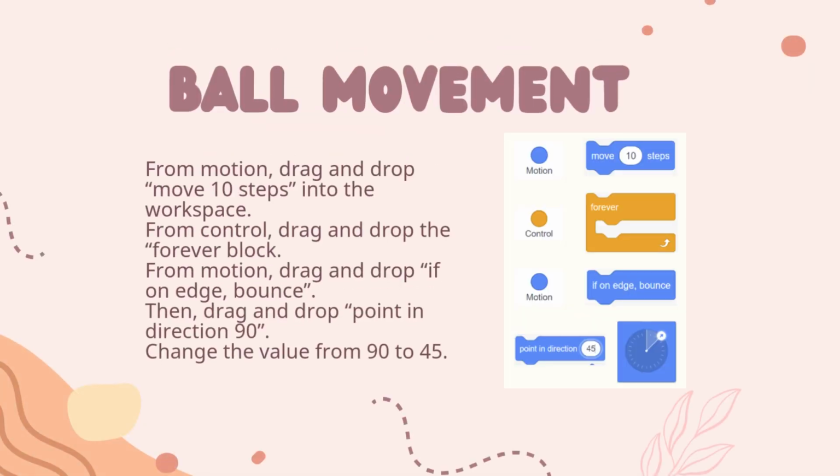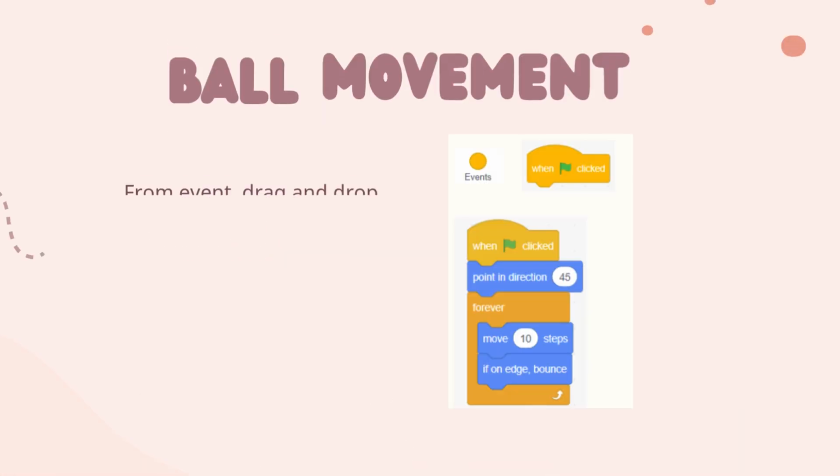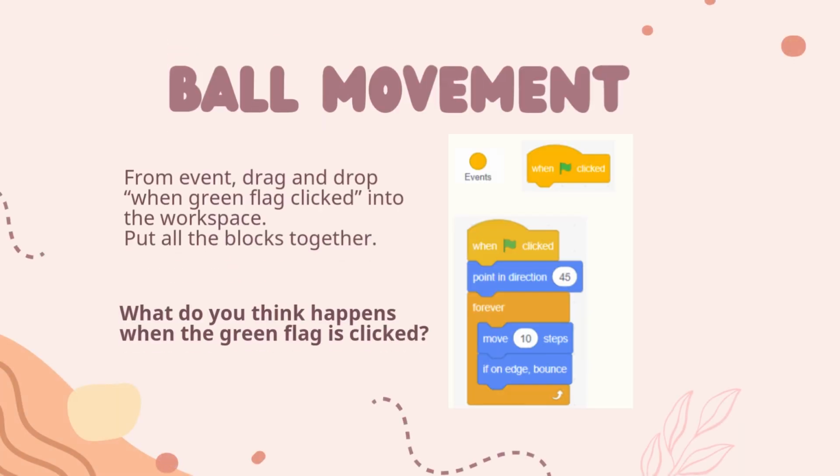From the motion category, drag and drop move 10 steps into the workspace. From control, drag and drop the forever block. From motion, drag and drop if on edge, bounce. Then drag and drop point in direction 90. Change the value from 90 to 45. Then, from events, drag and drop when green flag clicked into the workspace. Put all the blocks together. It should look something like this.